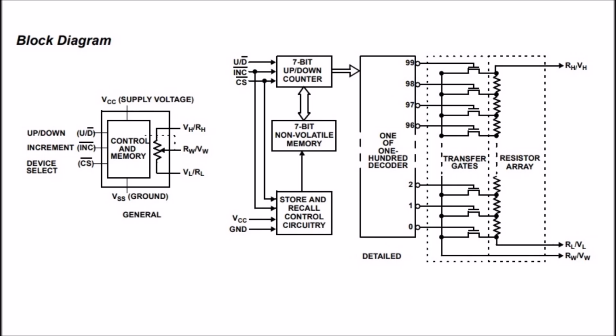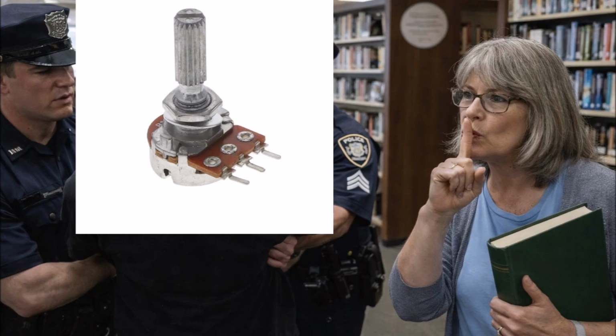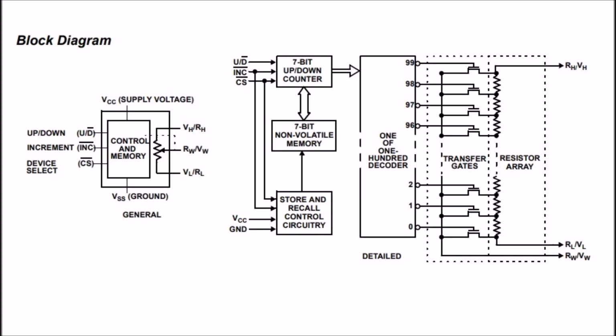The X9C103 has 99 internal steps, allowing the resistance to be changed in small, repeatable increments. The current wiper position can be saved in the device's memory and automatically restored when power is turned back on. The X9C103 can be used either like a standard 3-terminal potentiometer or as a 2-terminal variable resistor, making it useful for things like signal control, tuning, and adjusting circuit behavior.